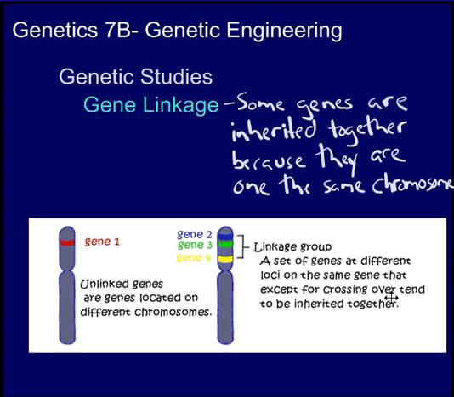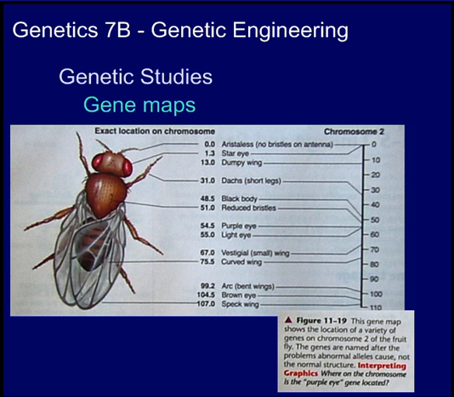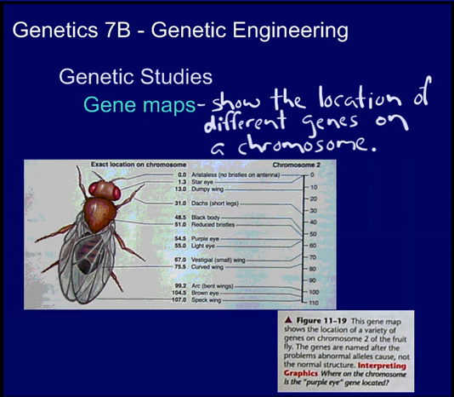In this diagram, we can see gene 1 would assort independently of these other genes, but genes 2, 3, and 4, because they're on the same chromosome, would be inherited together. That's gene linkage. Scientists have been able to make gene maps which show the location of the different genes on the chromosomes. Here's chromosome number 2 of a fruit fly. In fruit flies, the genes are named after the problems abnormal alleles cause, not the normal structures. Like here you see short legs or dumpy wings. So a gene map shows the location of different genes on a chromosome.